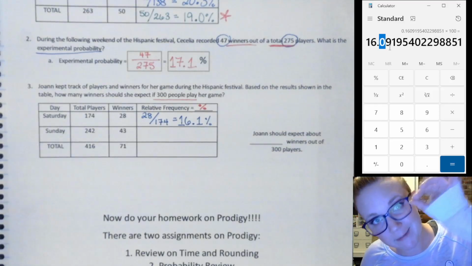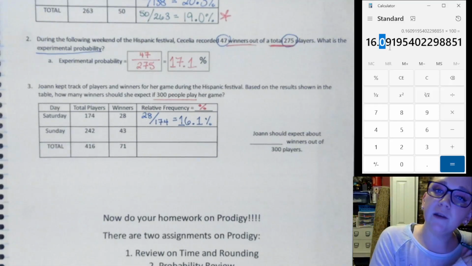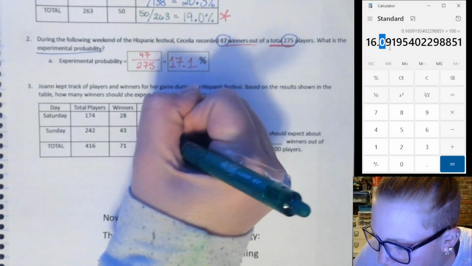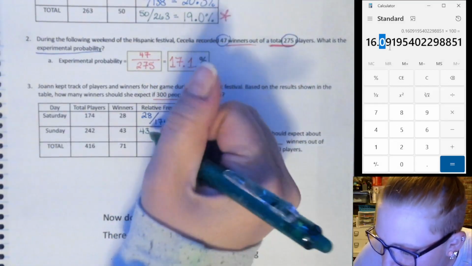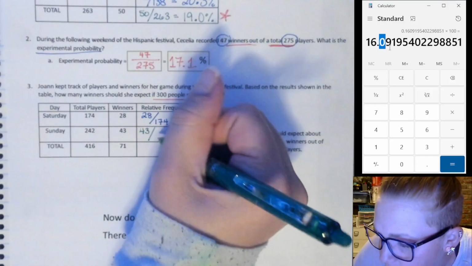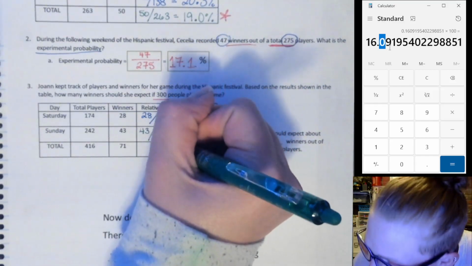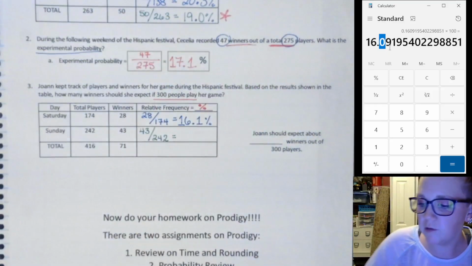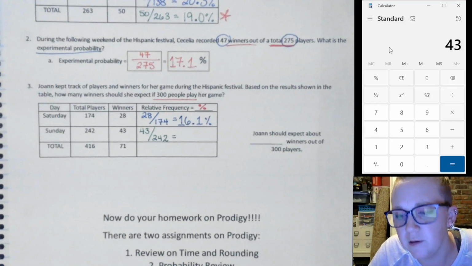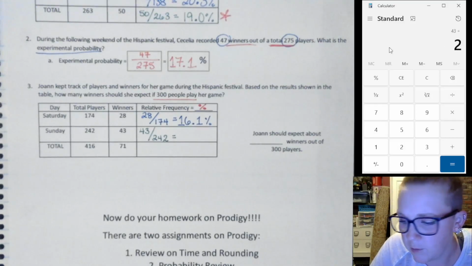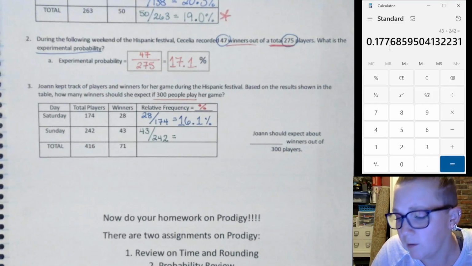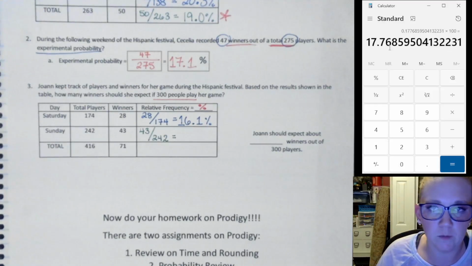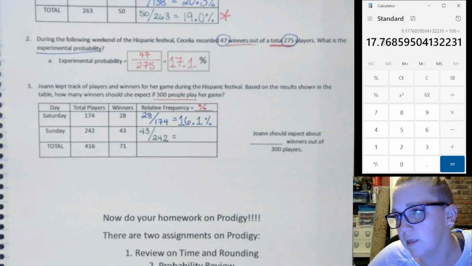So again, exact same thing. Do how many people won out of how many people played. And I don't know why they picked the same type of problem for all 3 examples, but that's what they picked. 43 divided by 42. Yeah, it's not looking good. Again, that's not a percent. We have to multiply by 100. And again, we are rounding.